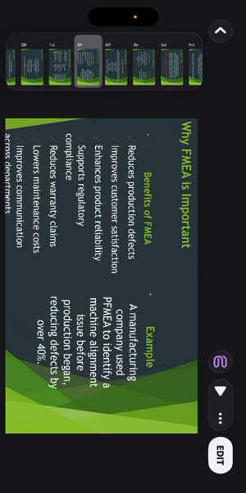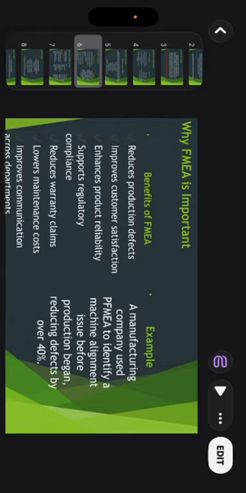Benefits of FMEA: reduce product defects, improve customer satisfaction, enhance product reliability, support regulatory compliance, reduce warranty claims, lower maintenance costs, improved communication across departments. These are benefits. Communication is key. Reduce production defects and reduce warranty. Why do products like electronics and Apple give a 1 year warranty, 2 year warranty? It's just to guarantee to the customer that it's not going to fail. Even if it fails, bring it back. We're going to fix it for free. So you can see why FMEA is very key here.